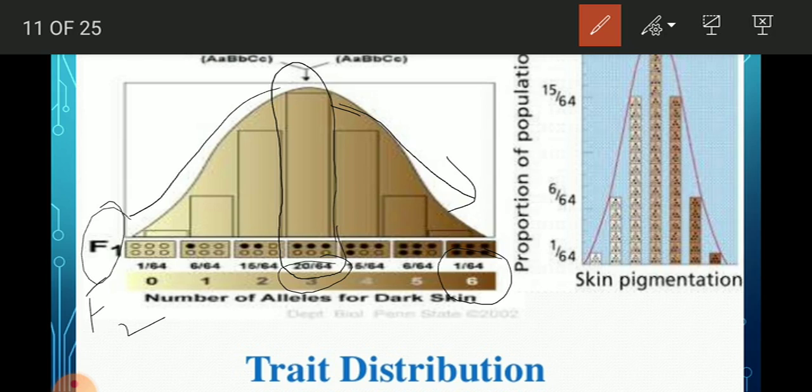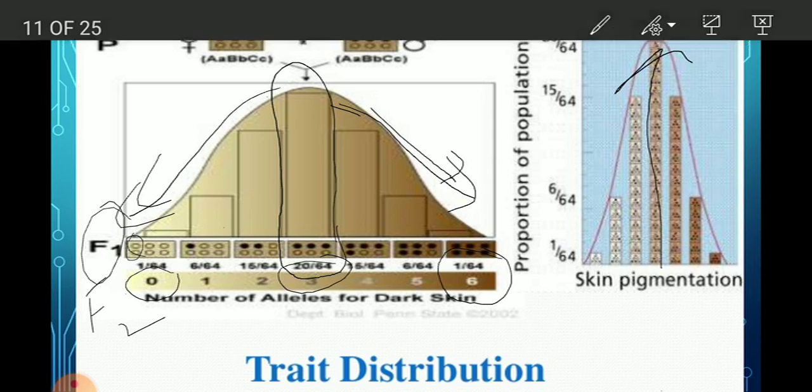And if we go this way, it means we are decreasing dominant and increasing recessive ones, like these empty circles. So in the last we are having no dominant and all recessive, so that is 1 out of 64, and that is albino. So we can see the highest peak is the mulatto.